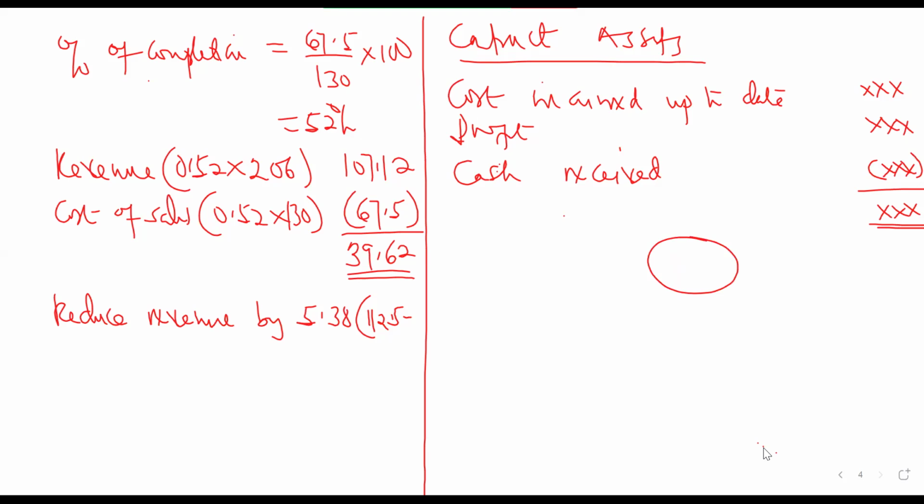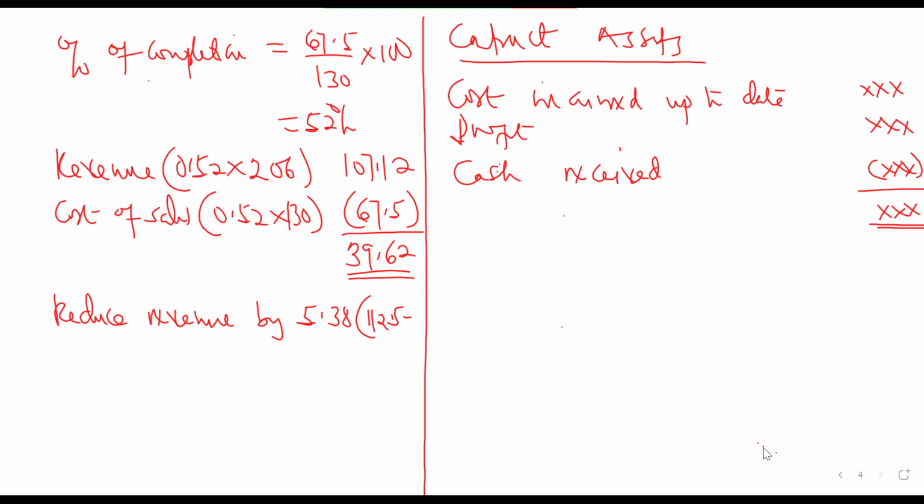I've incurred a cost of 50 million up to date, and I'm supposed to get a profit of what? 10 million. You have paid me 40 million. It means that you are owing me 20 million. That is what we call the contract asset. It is calculated as cost incurred up to date plus the profit on the contract.